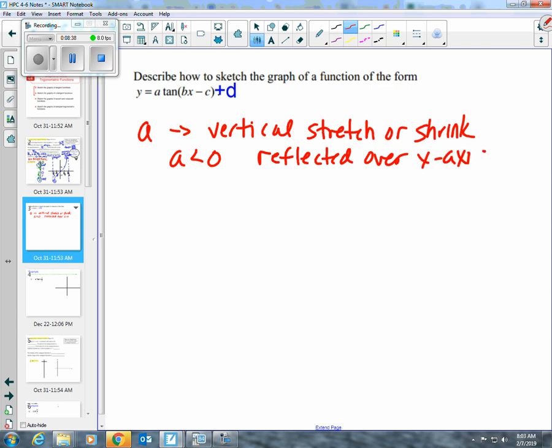We'll take a peek at that. We'll look at some of those on Desmos. Think about what the other values do. The B value talks about period. So the period of this function is pi over b. Remember, the original parent graph is smaller than what that original one would be.